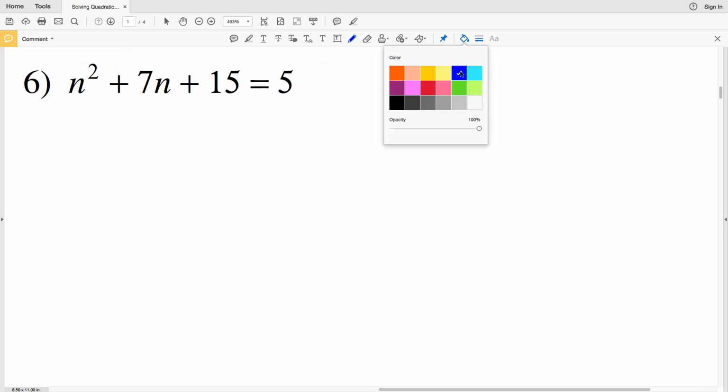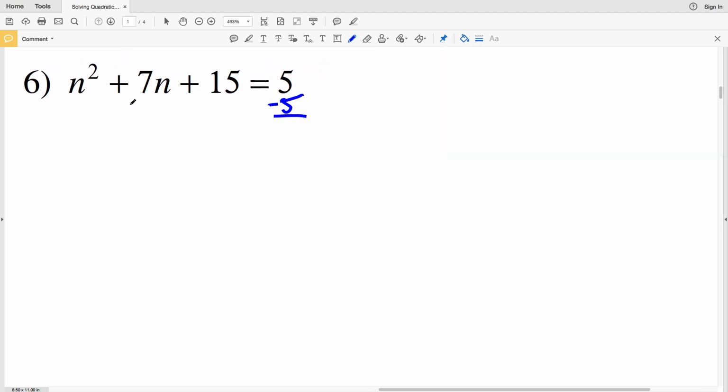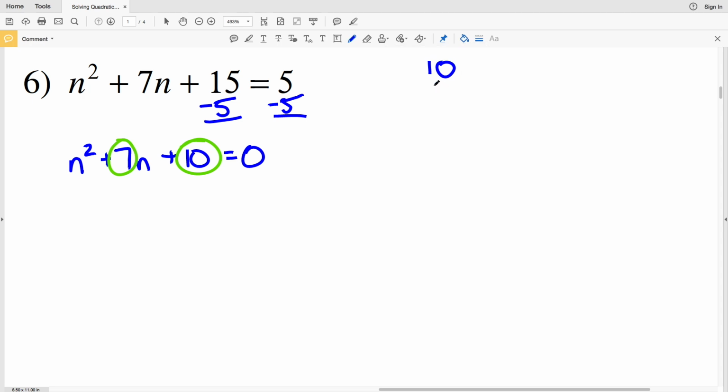In number 6, we're going to subtract 5 from both sides in order to get that quadratic equal to 0 so that we can factor and solve. So I'll have n squared plus 7n plus 10 equal to 0. So I have to find out what multiplies to give us 10 and adds to give us a positive 7. Well, writing out some of the factors of 10, we have 1 and 10, and then 2 and 5. 2 plus 5 does indeed equal 7.